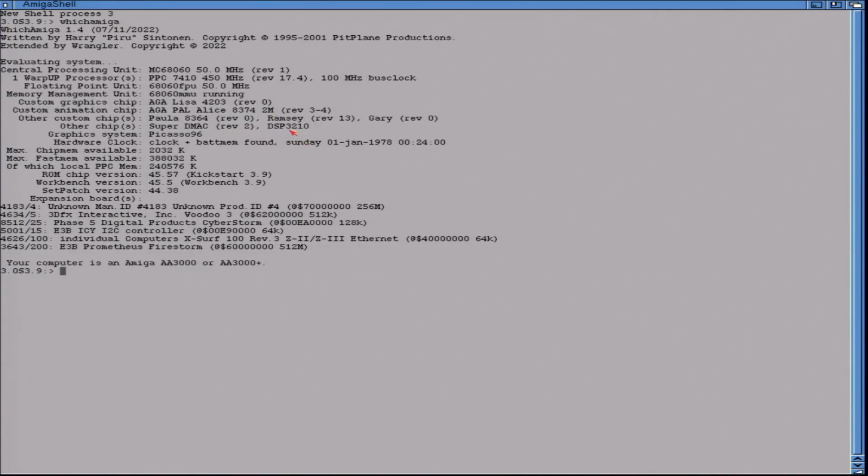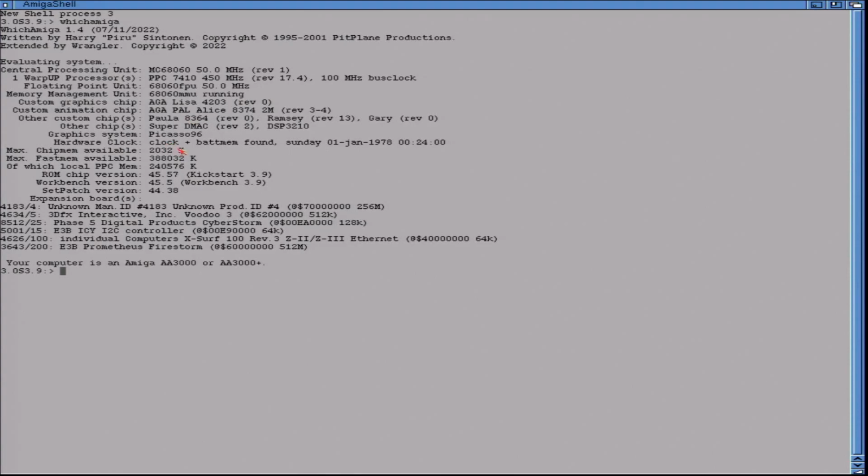Same thing goes for DSP chip. If you happen to have a DSP3210 on your Amiga, then again, WhichAmiga will report that. And you can see that that has been picked up in the ID readout of what my Amiga actually is. This is my AA3000 Plus that I'm running here.